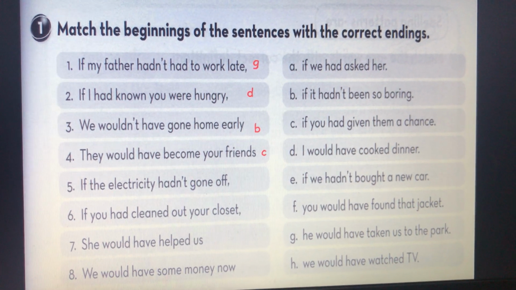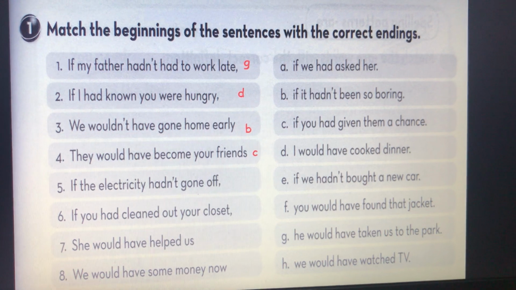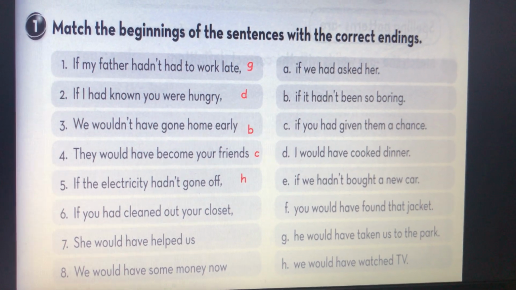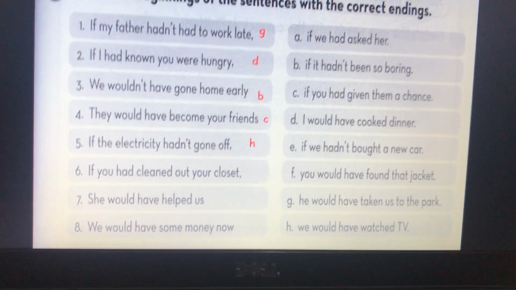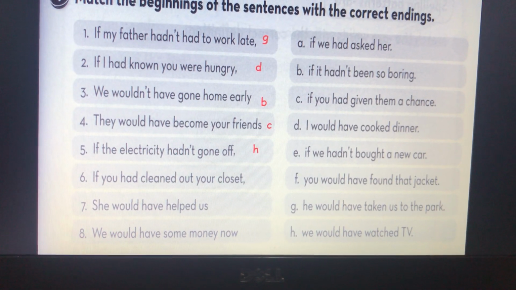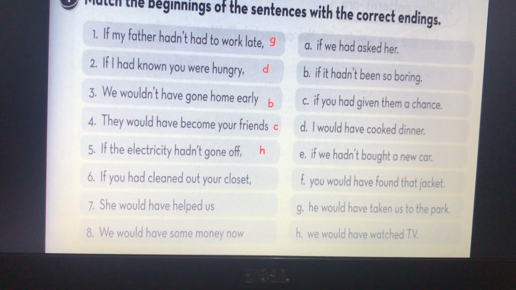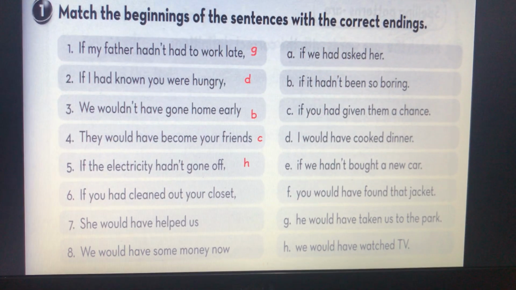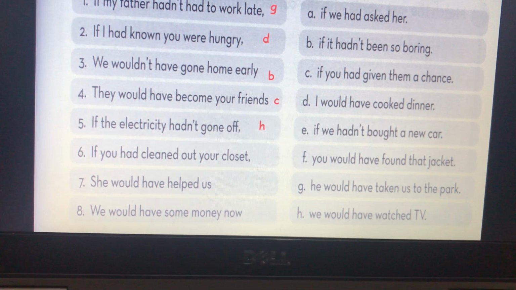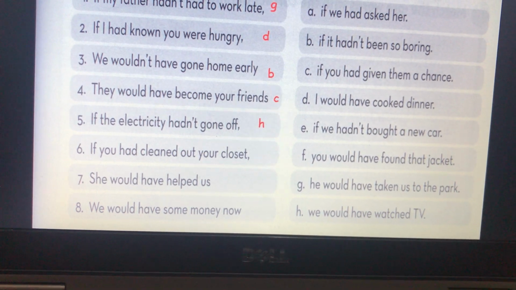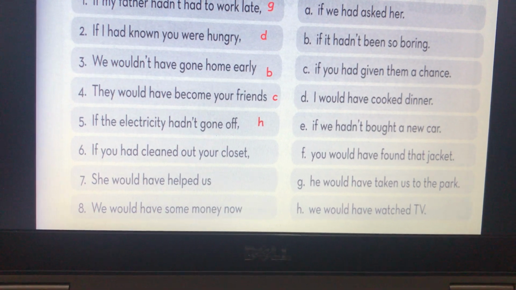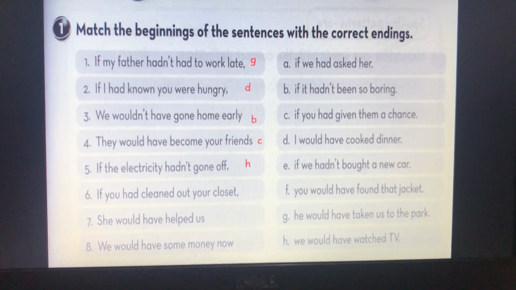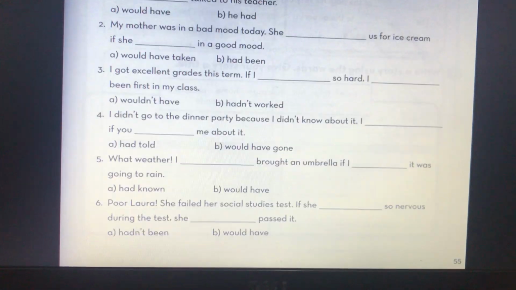What about 5? If the electricity, الكهرباء, hadn't gone off, what? Yes, he would have watched TV. And number 6, if you had cleaned out your closet, what? This is left as homework for you. And number 7, she would have helped us. Number 8, he would have some money now. Let's move to the next one, the last one.